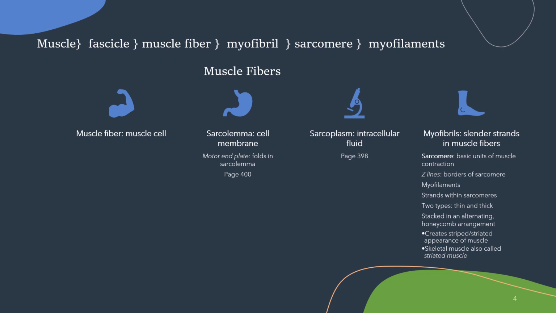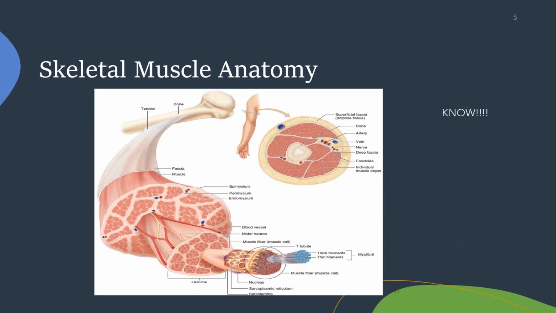So we think of a big muscle, but we have to go all the way down to the myofilament. So these are all the different types of fibers that we have. Back on page 395, muscle cells are muscle fibers. It just depends on their shape and what they're doing when we have all of those different types. So we're going to talk about the cell membrane, the fluid, and the different types of fibers that are the strands inside each muscle.